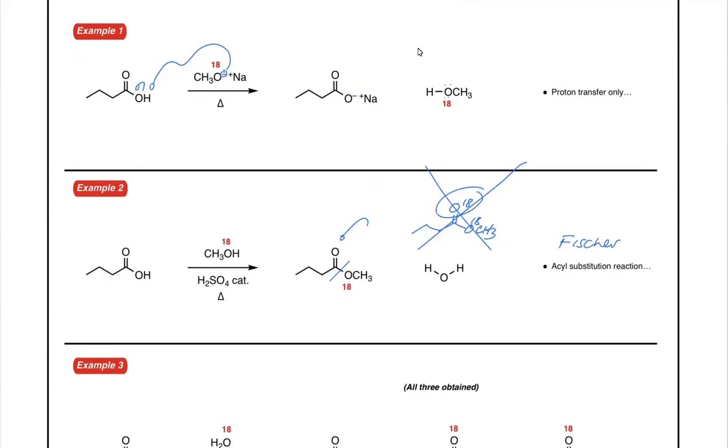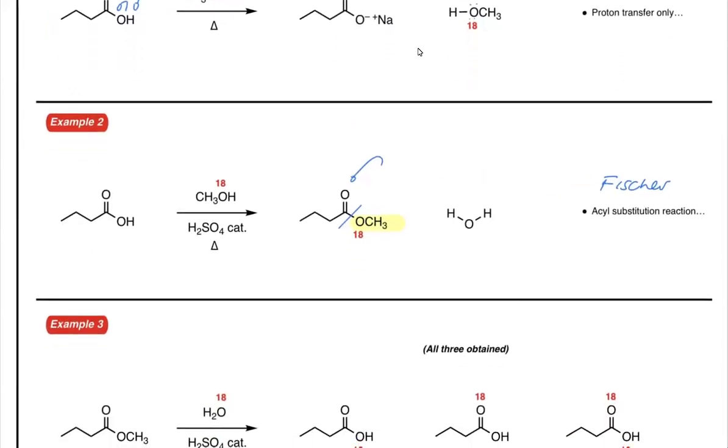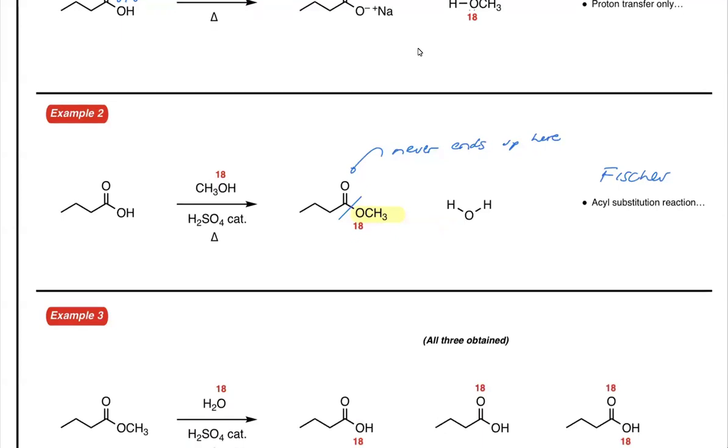We've maintained the bond to the methyl group. So in this case, we only have the radiolabel end up in the OR functional component there. It could never end up in the carbonyl oxygen. Never ends up here. And that's specific to this Fischer esterification scenario.